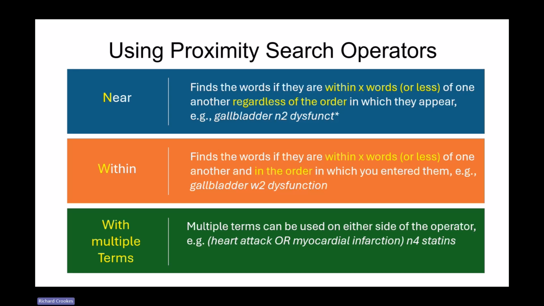Then within is related to the order in which you enter terms using the same search. If you search for gallbladder W2 dysfunction, then gallbladder within 2 words or less of dysfunction, but it would not retrieve dysfunction or dysfunctional if you truncate it again within 2 words or less of gallbladder. So it's the order in which you enter them. And nested terms can be used, of course, on either side of the operator.